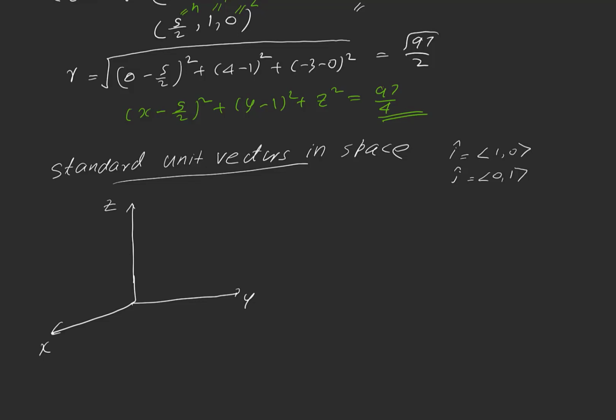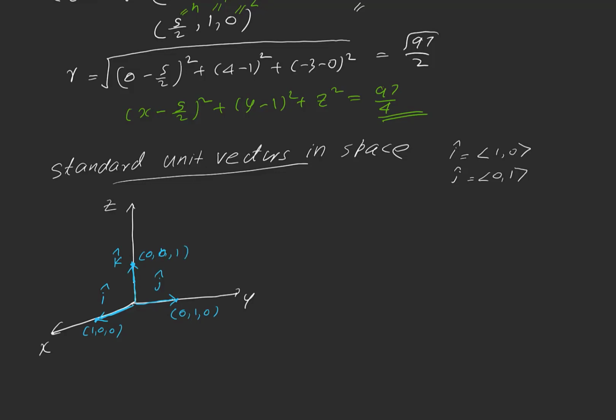The unit vector in the x direction, we use the same i, and this one is (1, 0, 0), that point. The unit vector in the y direction we use j, so this point is (0, 1, 0). Now we have the unit vector in the positive z direction, which is k. We use k, that is (0, 0, 1), that is the point.